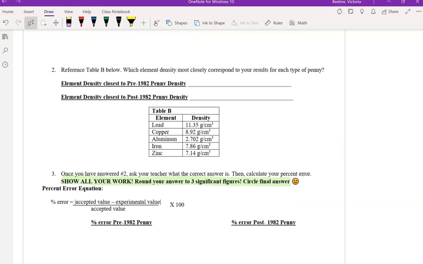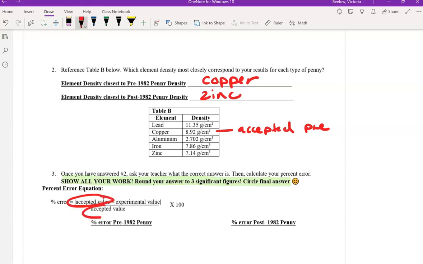Then you're going to compare those to the actual results. What you should get, and it's okay if you didn't, was that before the year 1982, pennies were made of copper, versus after the year 1982, they were made of zinc. And these are the actual values. So this is the accepted value for copper, which you're going to use for the pre. Again, that's for this part down here.